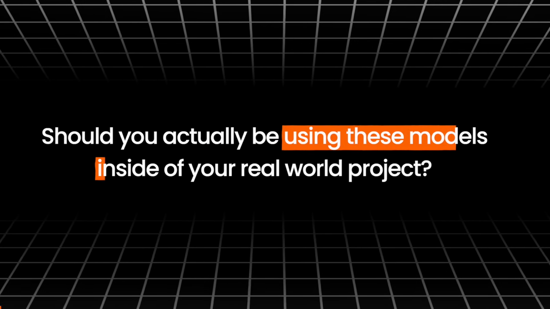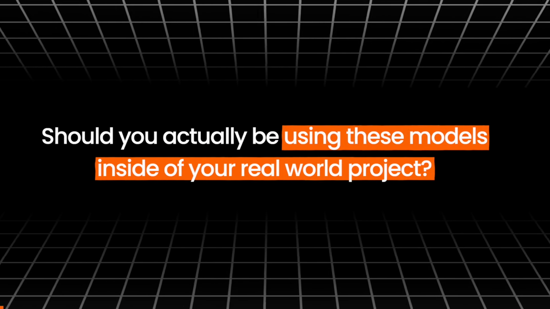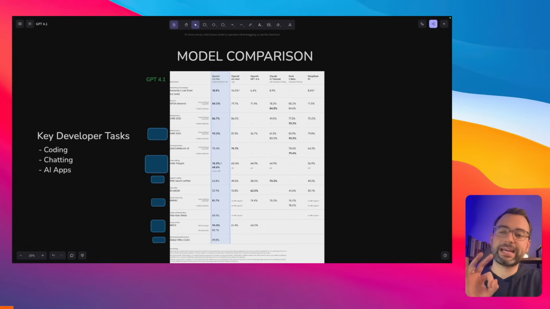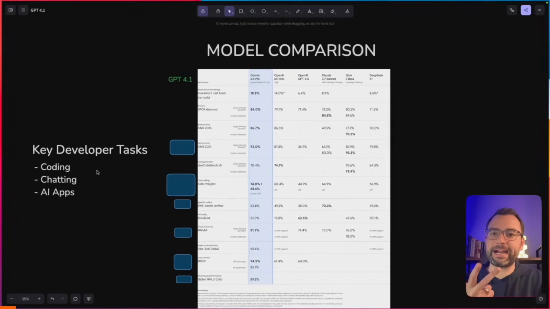All right, guys, welcome to part number two where we're going to answer the question, where should you be using GPT-4.1 inside of your workflow as an AI developer? And we're going to be looking at three different tasks: coding, chatting, and AI apps. So when it comes to coding, we're talking about using this model inside of Cursor.